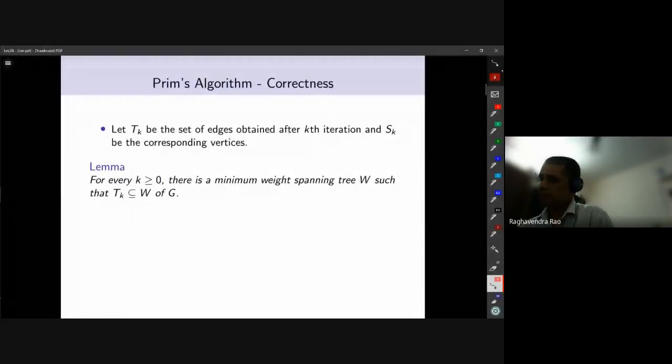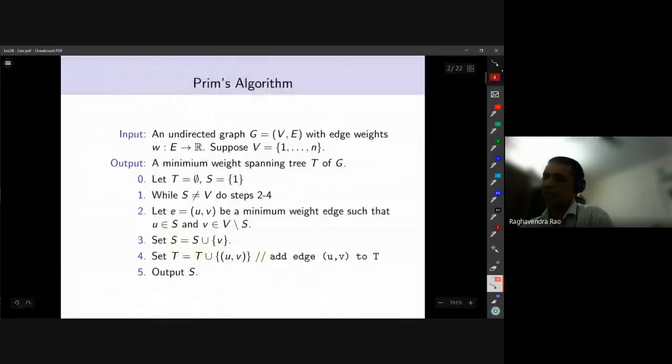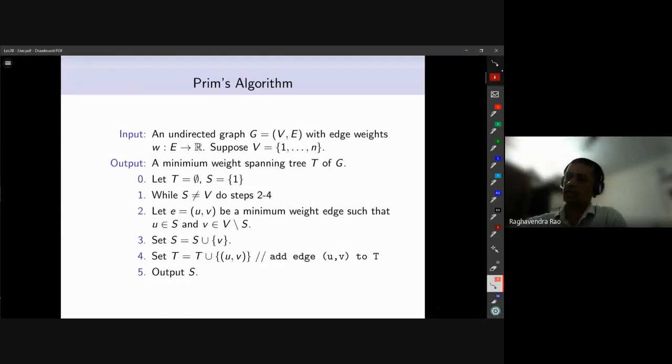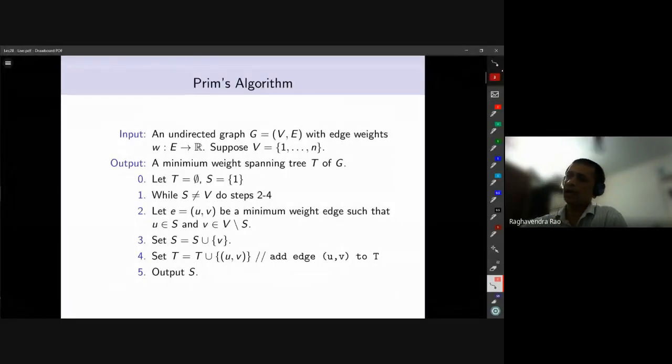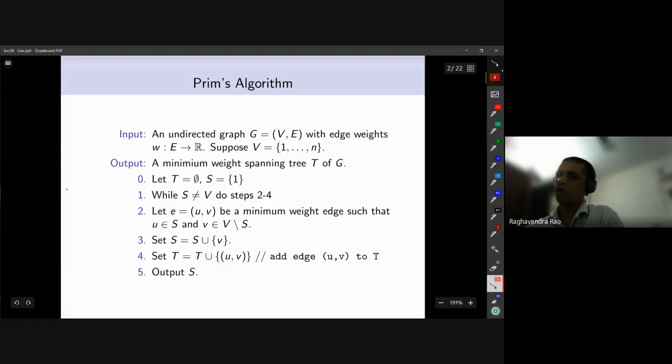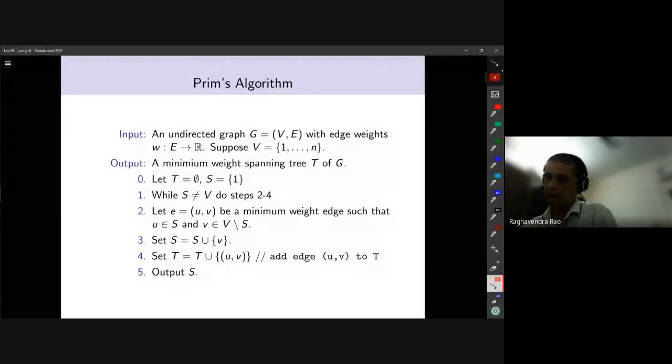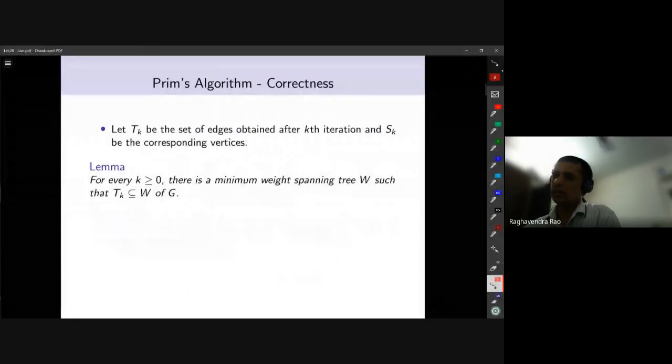Just to summarize, Prim's algorithm greedily builds a tree of a subset of vertices. It starts with a vertex and then grows the tree. You can assume a single vertex tree to begin with, and then keep on adding edges which go out of the tree to the rest of the graph, of minimum weight among all candidates. For the correctness, it is again kind of an exchange argument.